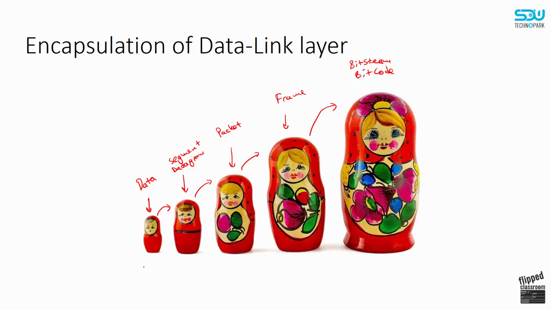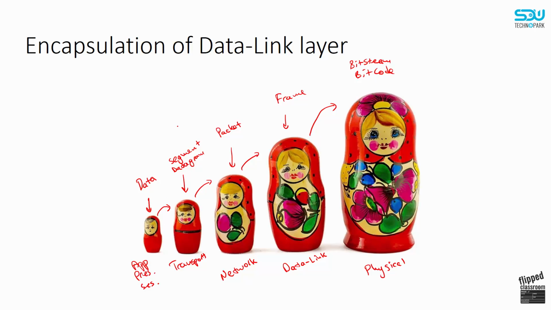And now, if we make a comparison of these matryoshkas with the OSI layered model, then we'll have the application, presentation, and session layers. Our segment or datagram is placed on the layer which is called the transport layer, and the packet in the network layer, and the frame in the data link layer. And the rest is the physical layer.